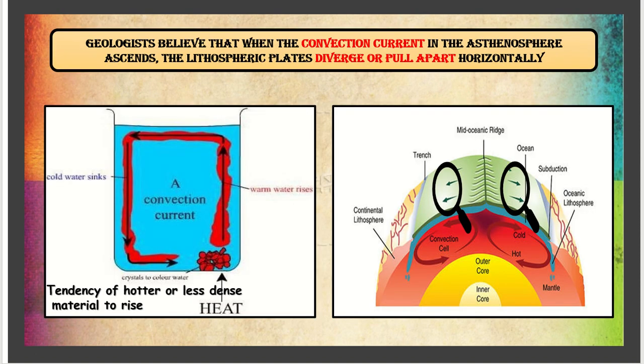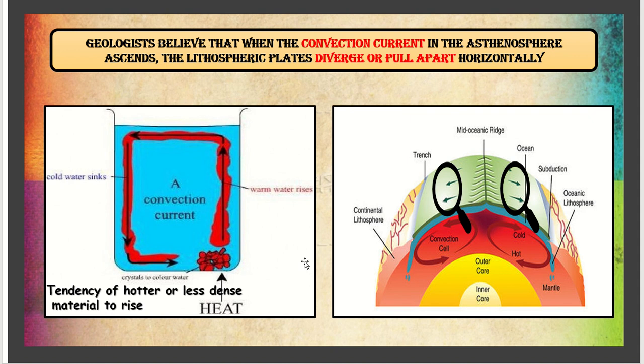Now there is an important phenomenon you should learn. It is called convection current. Why do converging and diverging happen? Because of the convection current. What is this convection current? It is something you would have seen naturally: hot air rises up. If we keep oil on the stove, when the water or oil is boiling, the hot air automatically rises up. This tendency of hotter or less dense material to rise up is called convection current. The same is happening in the asthenosphere.